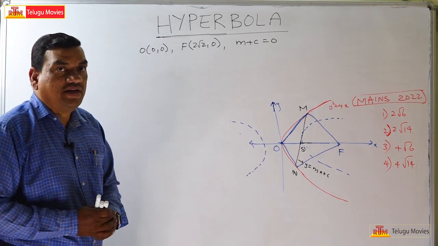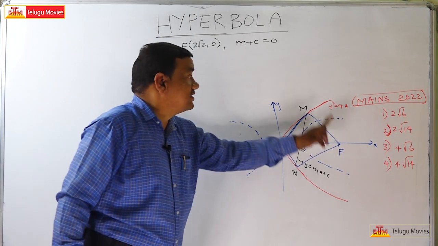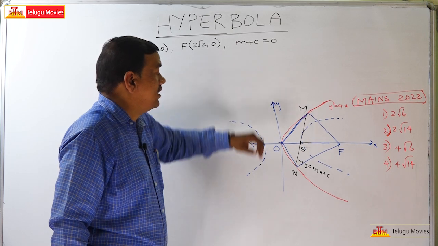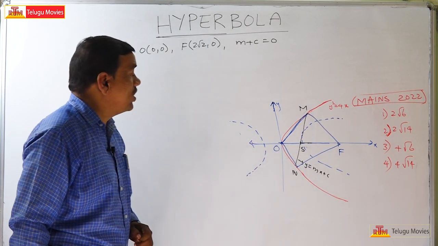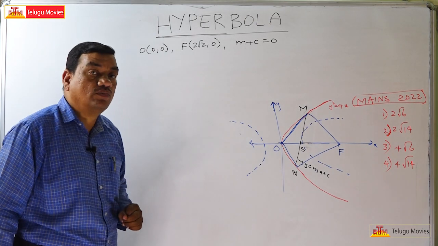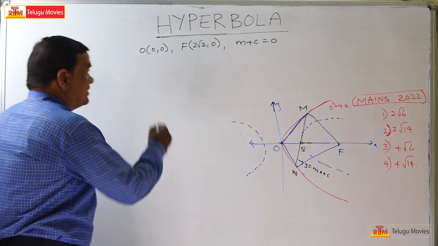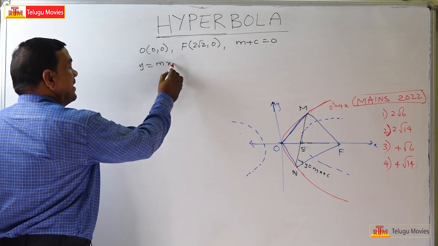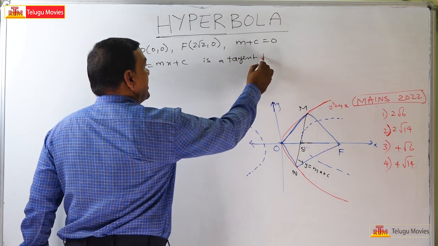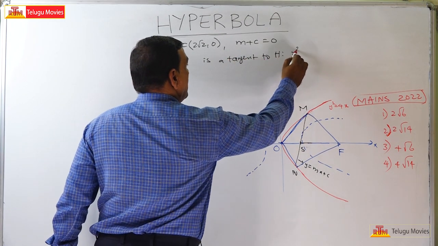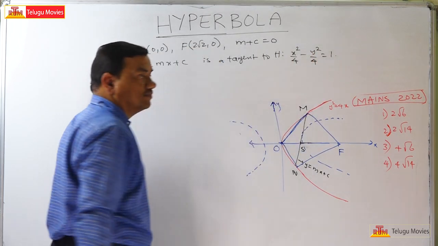Welcome back to the remaining calculation part. Here we got O is (0, 0), F coordinates are (2 root 2, 0), and after substituting (1, 0) in this equation, we got m plus c is equal to 0. Now, it is given that y is equal to mx plus c is a tangent to the hyperbola x square by 4 minus y square by 4 is equal to 1.